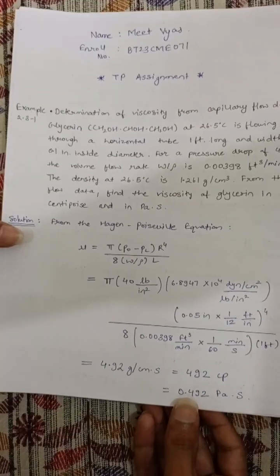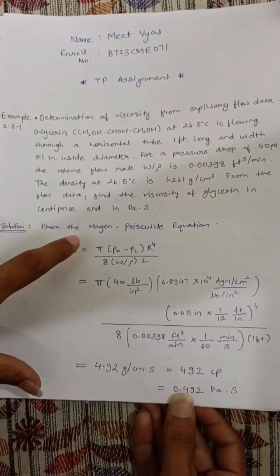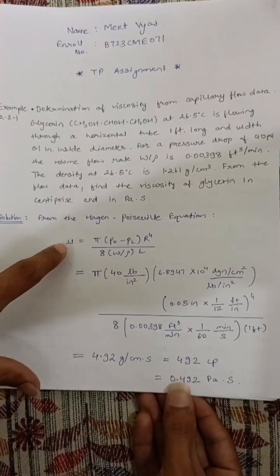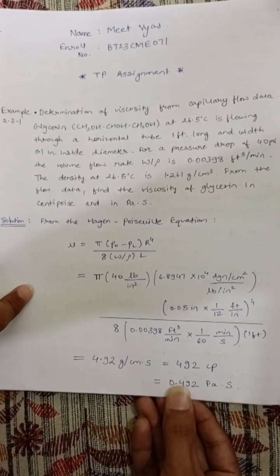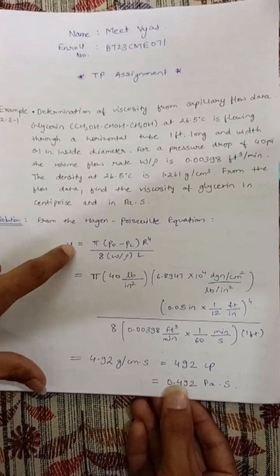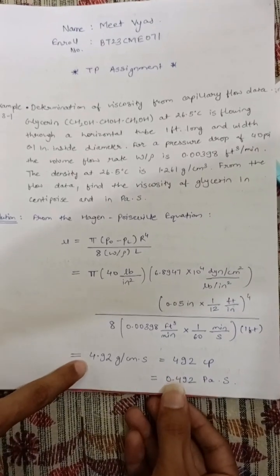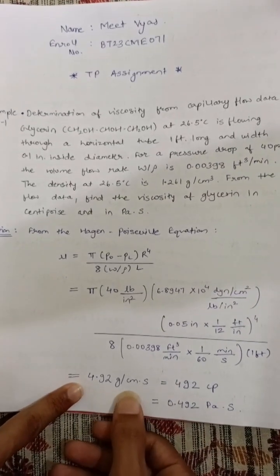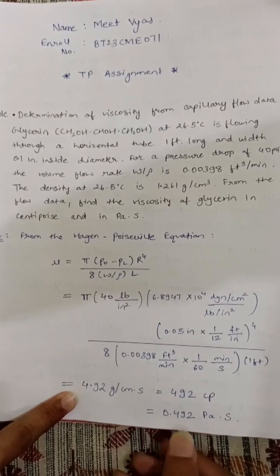Okay, so now we will solve. In this question we are going to use the Hagen-Poiseuille equation, and this equation is nu is equal to pi (p naught minus pL) r to the power 4 upon 8 (w upon rho) L. On substituting the values given in the question, we get the answer coming out to be 4.92 gram per centimeter second, equal to 492 centipoise or 0.492 Pascal second.